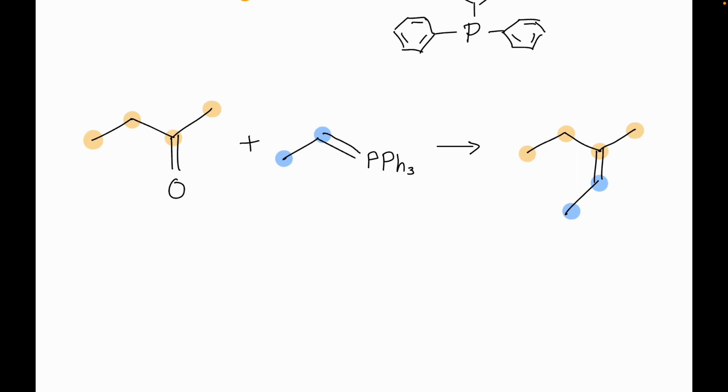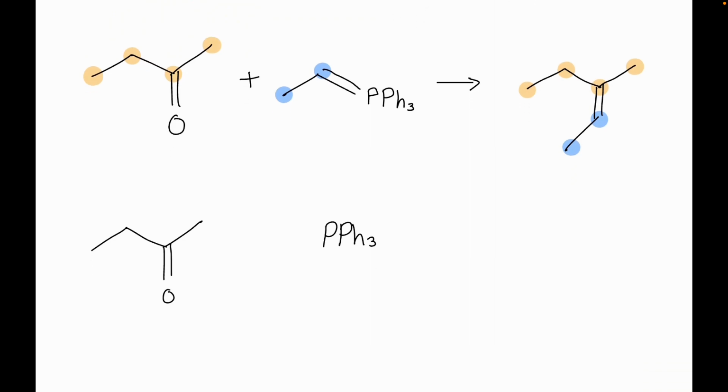I'm going to redraw these substrates here. I'm going to take this and rotate it to look more like how it is oriented in our product. Notice how we get our products: I'm going to get rid of this oxygen, get rid of this PPh3 business, and just pick this up and set it right there.